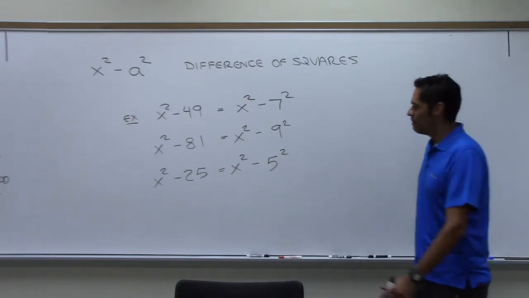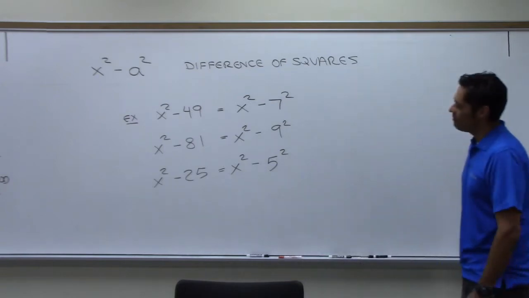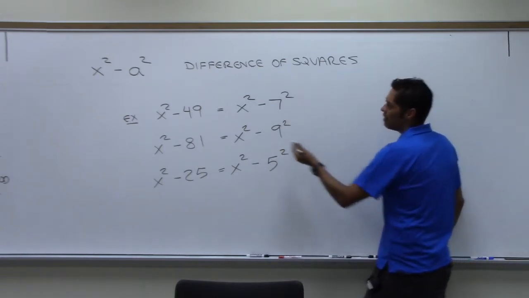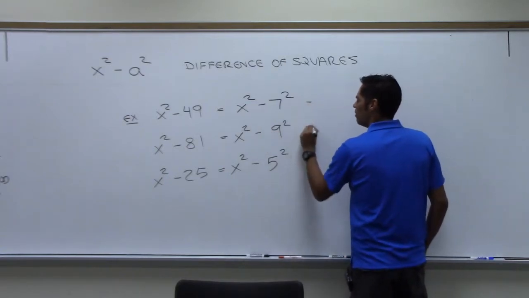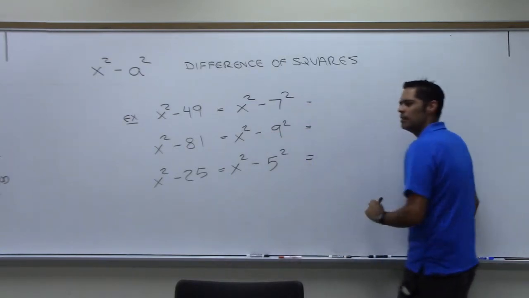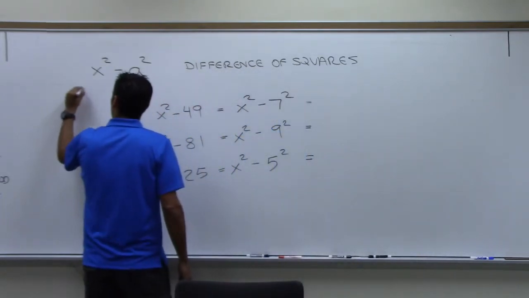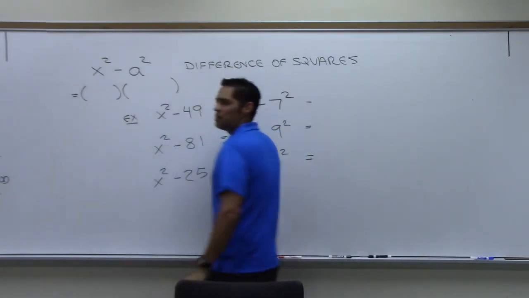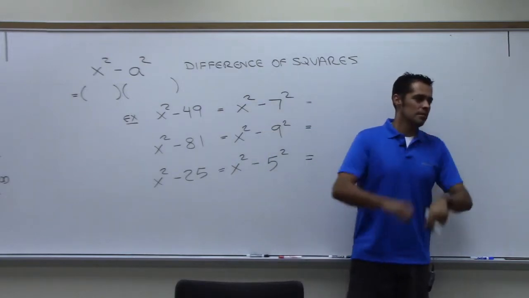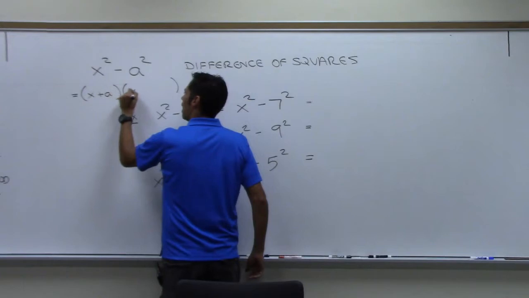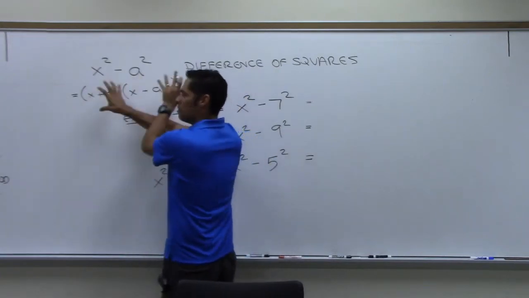You're good? Okay. All right, so these are perfect squares. And because of that, what's the formula for it? Does anyone remember what it is? I didn't put it down up here. Oops. It's always going to break down to be 2 factors. It's going to be the x plus the a and the x minus the a. And it doesn't matter which way you write those.